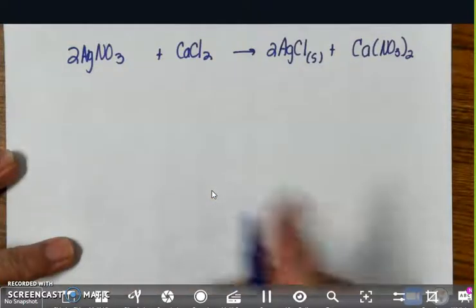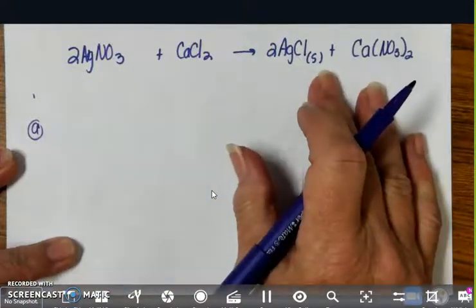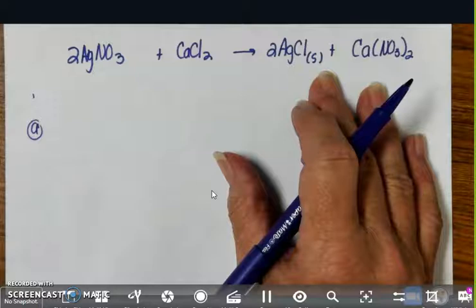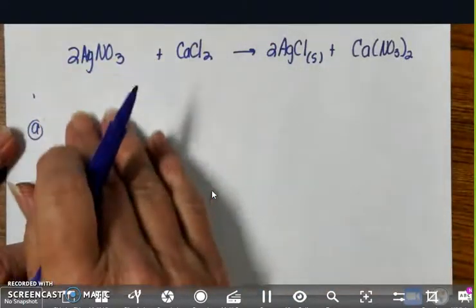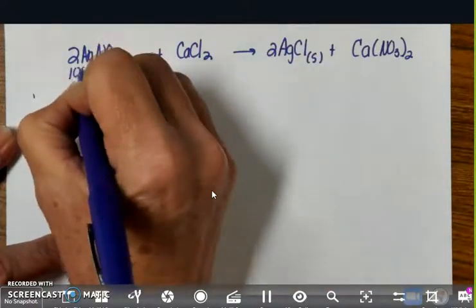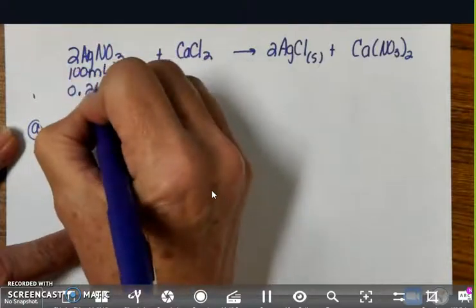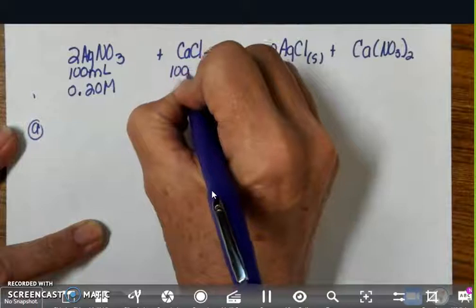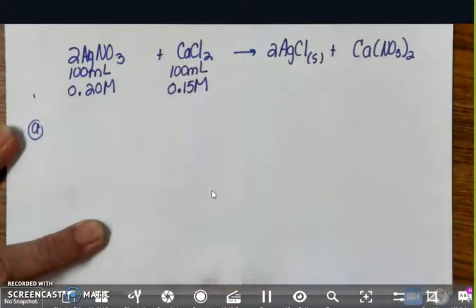I'm going to start part A, and I'm going to solve part A using this equation rather than the net ionic. I'll use the net ionic later. Okay? So I'm also going to put kind of a laundry list of all the things we know about each thing. So we know we have 100 milliliters of that, and it's 0.20 molar. And this was in the problem, right? You would read the problem just like yesterday, and that's what it said.